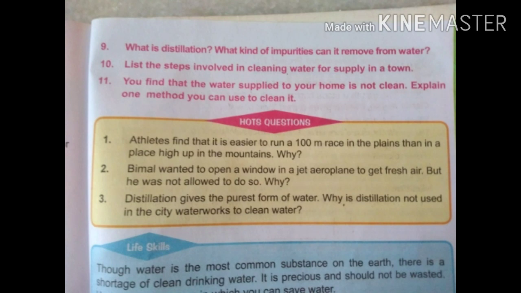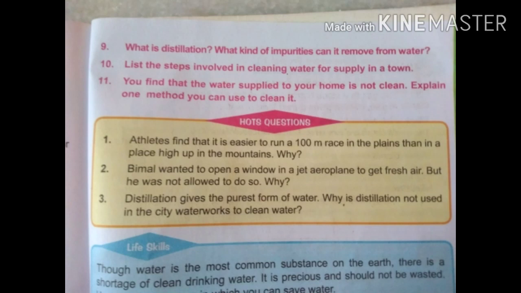What kind of impurities do we remove here? We remove soluble impurities from the water, right? So this is the distillation process where we get the purest form of water. It removes soluble impurities.